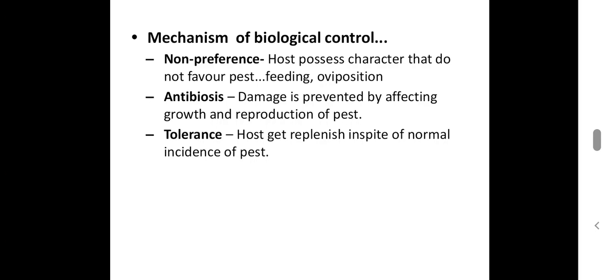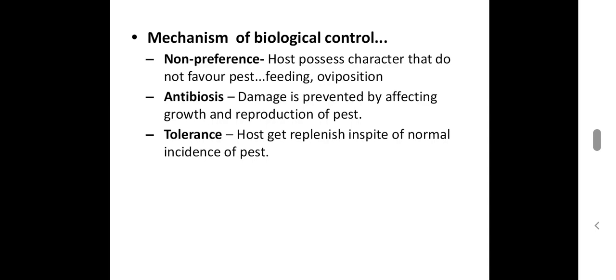So mechanism of biological control, three different mechanisms: non-preference, first one; then second one, antibiosis; third one, tolerance. First one, non-preference, that means creating some conditions or the host should have some characteristics so that the pest will not be attracted towards it, or the pest will not favor feeding on that particular host, that is feeding characteristics or oviposition. Then antibiosis, in this case the pest damage is prevented by affecting the pest's reproduction stages and growth.